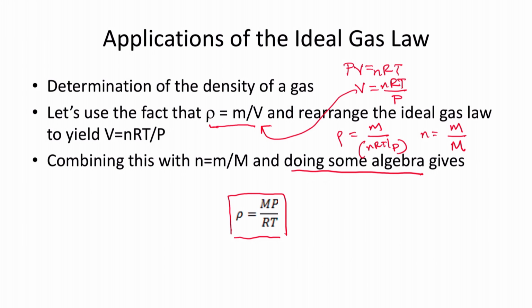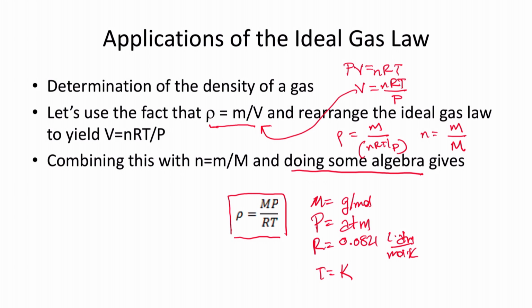Okay, same restrictions as before. I have to make sure that my units are consistent, okay? So here, once again, molar mass is going to be in grams per mole. Pressure is probably going to be in atmospheres. Okay, R is 0.0821 liter atmosphere per mole Kelvin. Temperature is going to have to be in Kelvin, absolute temperature.